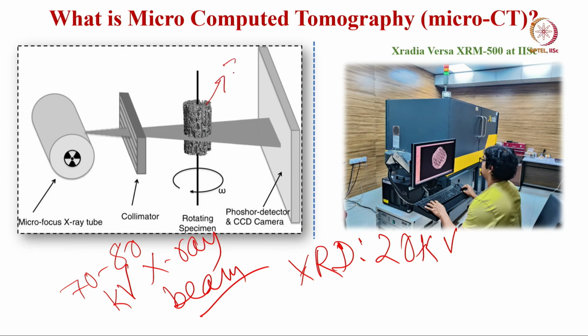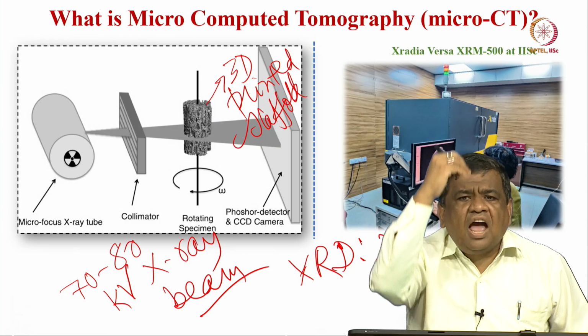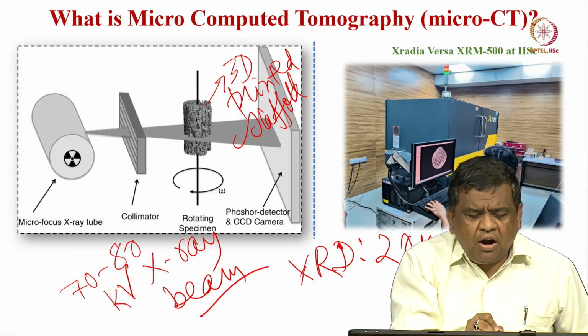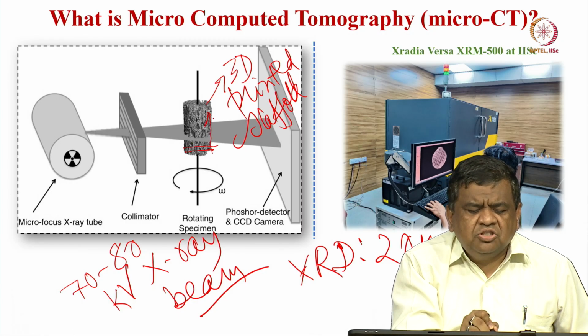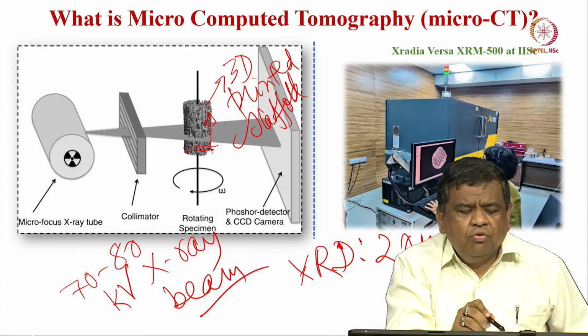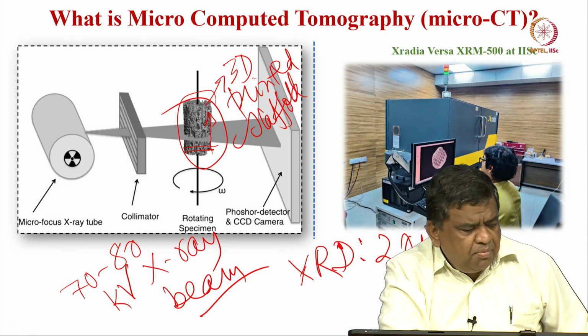So, here a 70 to 80 kilovolt X-ray beam is passed through a collimator onto your 3D printed scaffolds. And essentially this is rotated, so that you get a large number, capital N, of 2D ortho slices. These ortho slices are stacked together. So, you get one ortho slice like this, another ortho slice like this, and then they are stacked along the z axis to get the complete 3-dimensional structure of these 3D printed scaffolds.